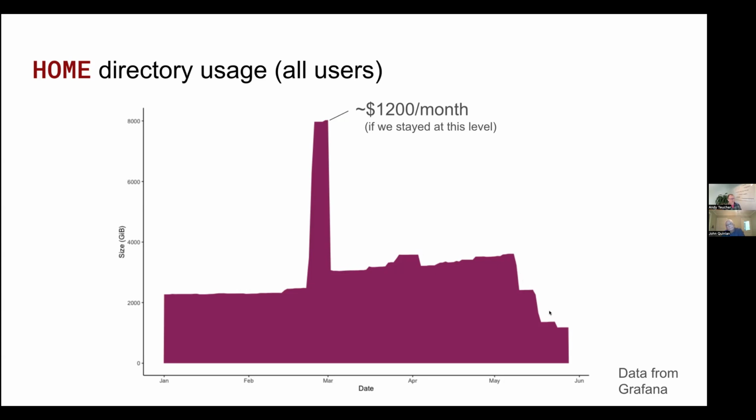And this nice big downward slope here was us working with users and developing policies to move unnecessary data out of that home drive storage. Just to note here, we use a system called Grafana for monitoring these things. And that's where this data is being pulled from.